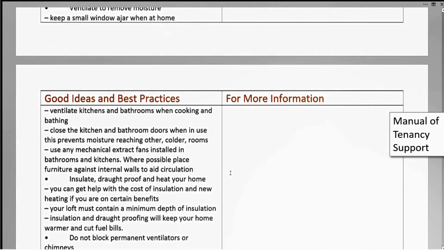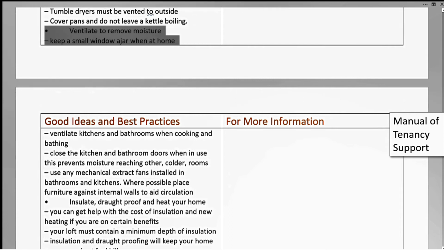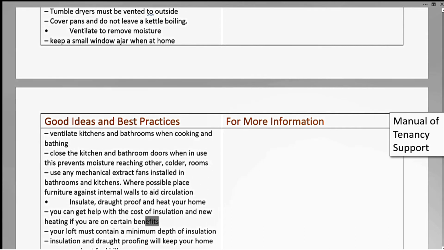Ventilate to remove moisture. Keep a small window ajar when at home. Ventilate kitchens and bathrooms when cooking and bathing. Close the kitchen and bathroom doors when in use. This prevents moisture reaching other, colder, rooms. Use any mechanical extract fans installed in bathrooms and kitchens. Where possible, place furniture against internal walls to aid circulation.